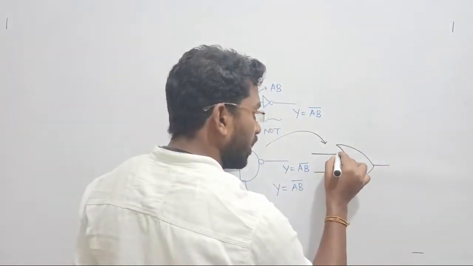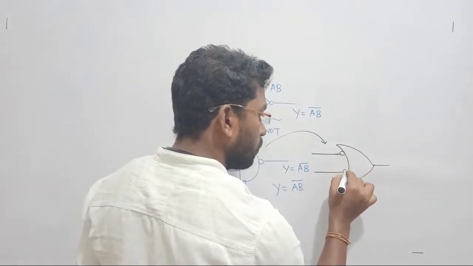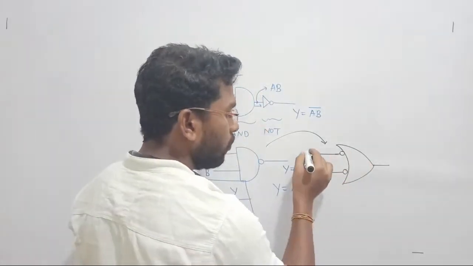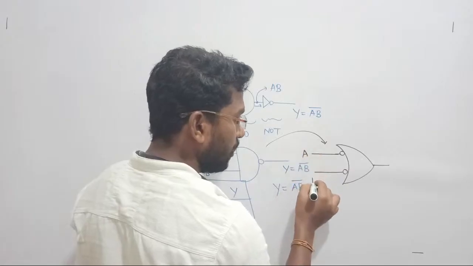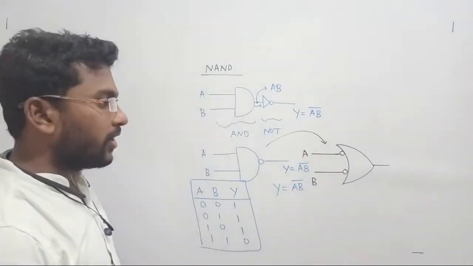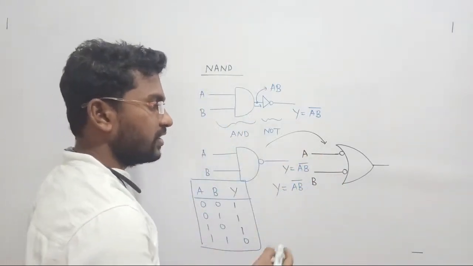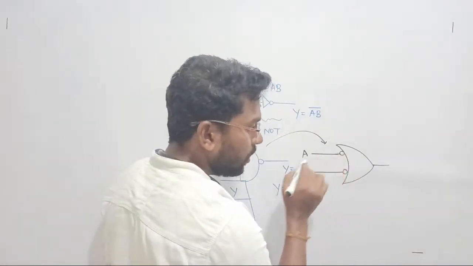In the input port, I would like to connect on bubble. If I put bubble, what do I mean? See, I am passing A and I am passing B here. First, what is the meaning of this bubble?